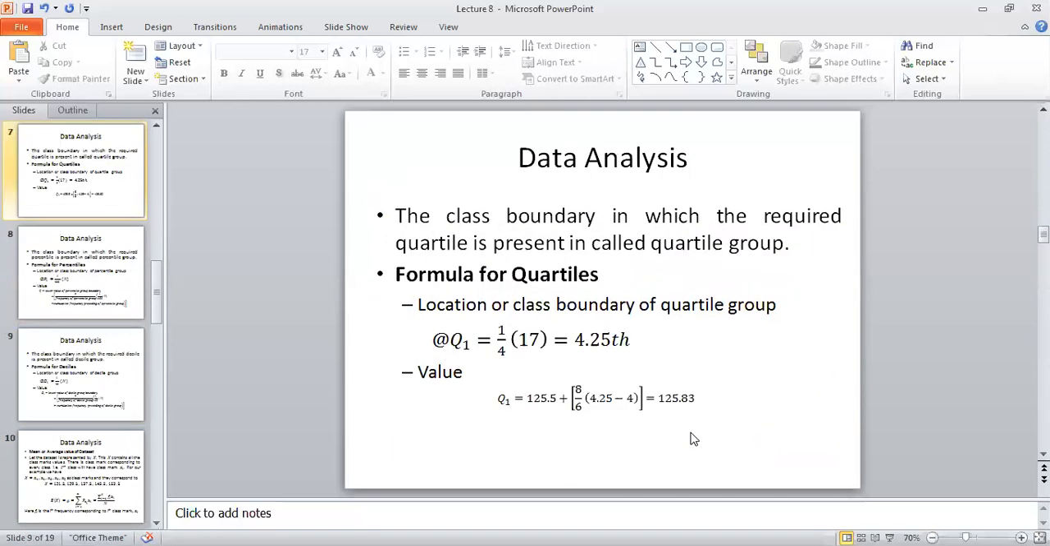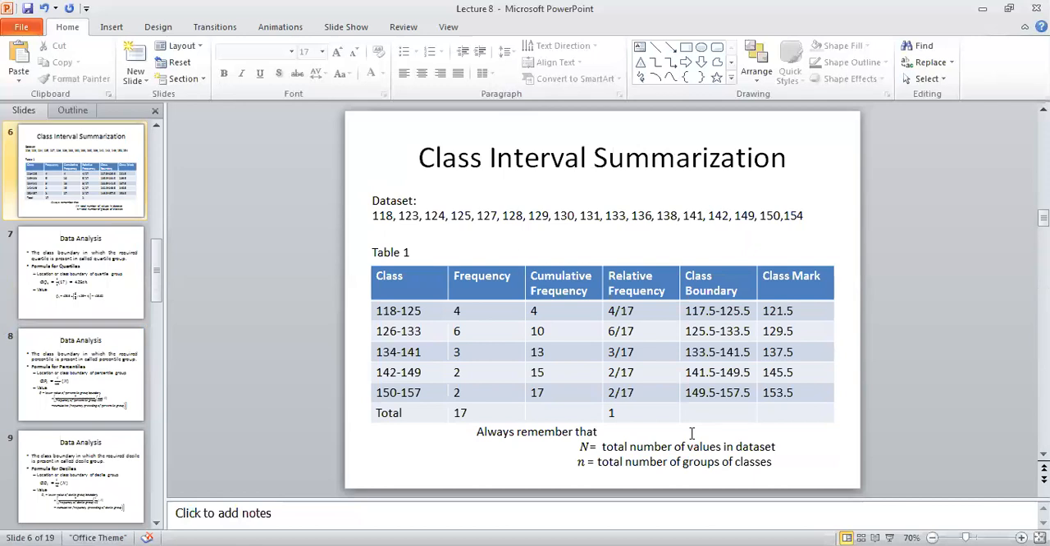And where is this value? We will again move back to our class interval table, and we can see using the cumulative frequency column that till the 10th value we are in the second class interval, but till the 13th value we are in the third class interval, and our value was 12.75. So that means 12.75 would be located in the third class interval, as we can see over here. This class interval has a frequency of 3, a lower class boundary value of 133.5, and the cumulative frequency preceding this quartile group is basically 10.